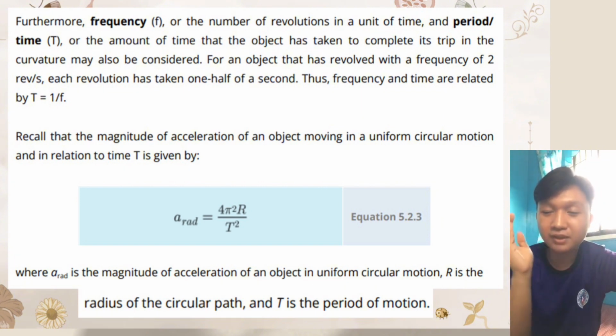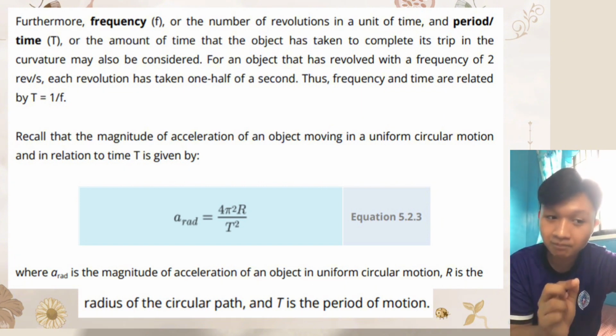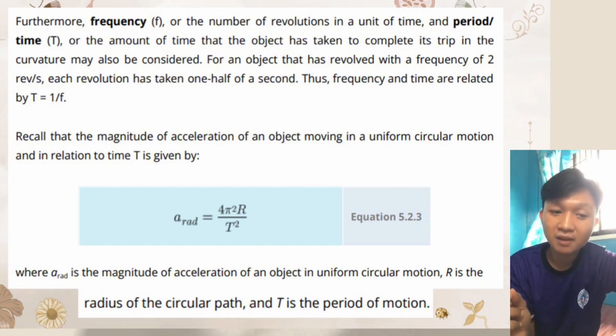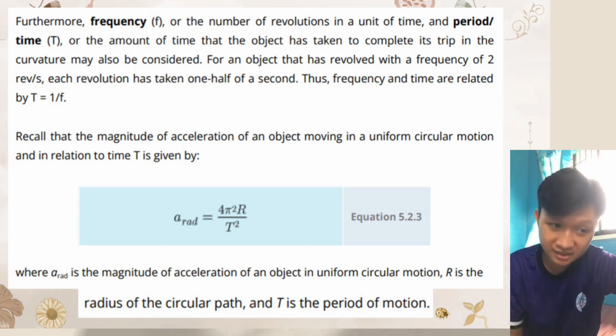However, the period is the time consumed by one rotation before it stops. For an object that has revolved with a frequency of 2 revs/s, revolutions per second, each revolution takes 1/2 of a second. Thus, frequency and time are related by T equals 1 over f.